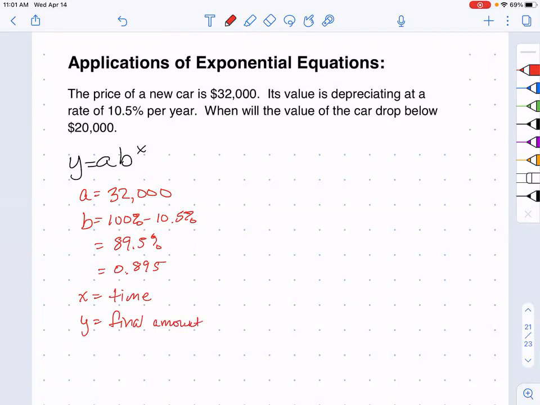Before we solve this problem, just think for a minute and use your intuition. Car starts out at $32,000. How long do you think it's going to take to depreciate down to 20,000? About. Anybody want to throw out a guess? Without doing any calculation, just throw out a guess. How many years do you think that's going to take? 2? 4? We'll verify that guess in a minute.